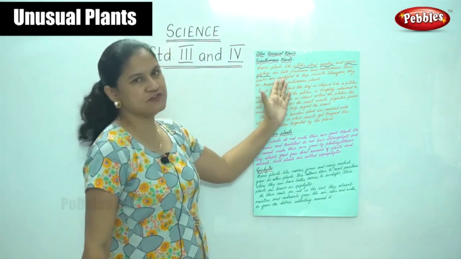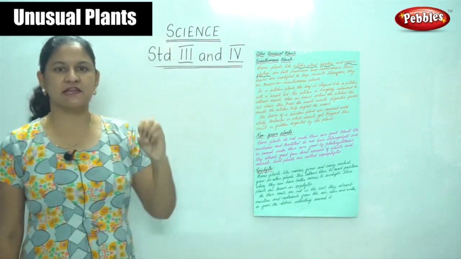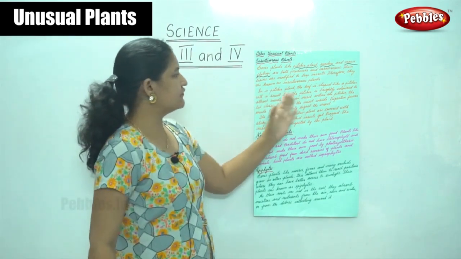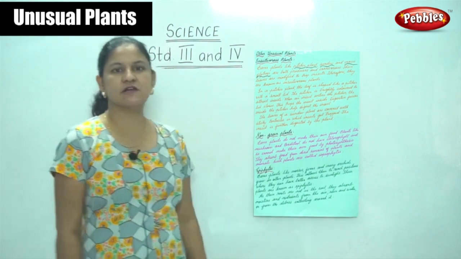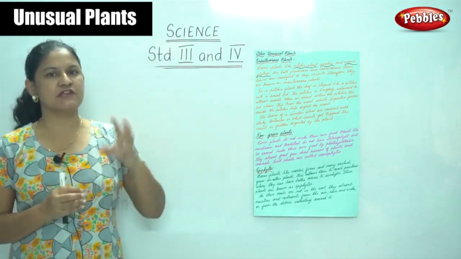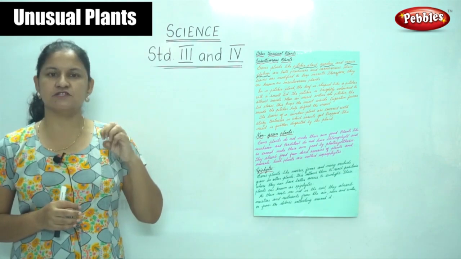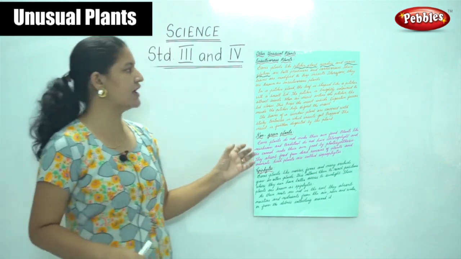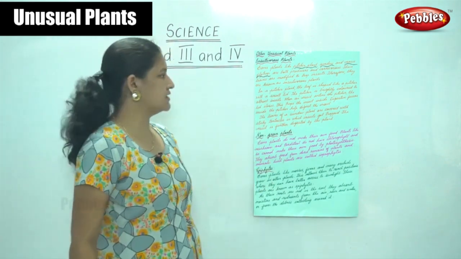Their leaves are modified in such a way that they trap insects. Therefore, they are known as insectivorous plants.